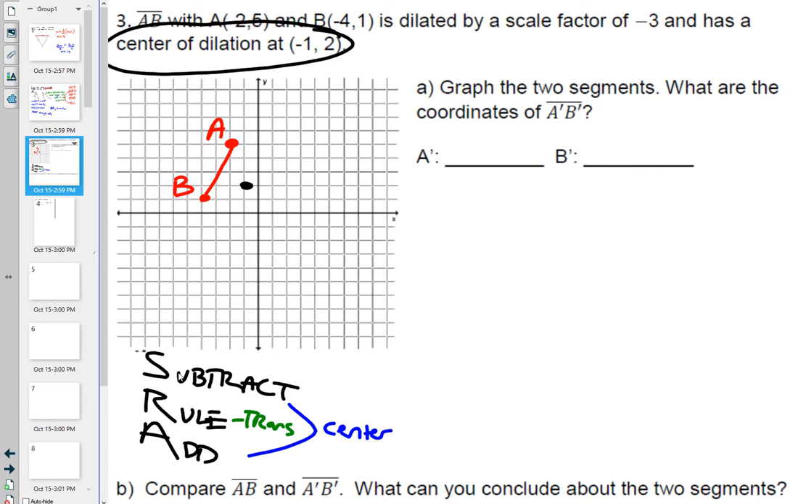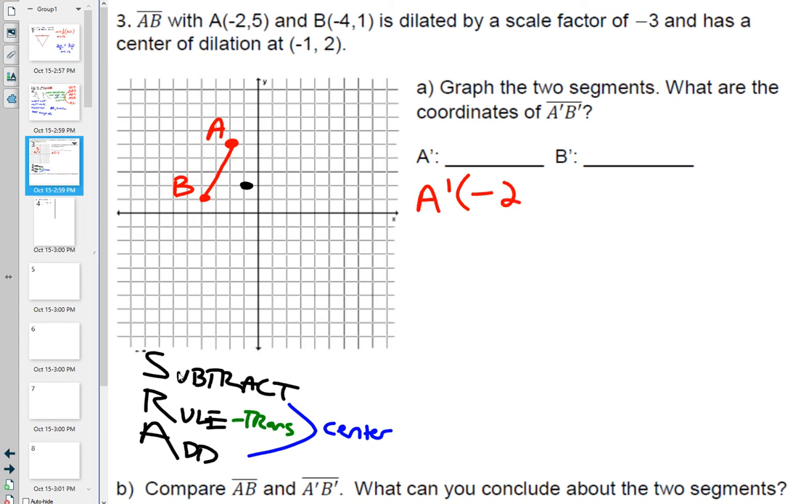So, alright, let's do A first. Let's find out where A prime is going to be. What is the X of the A that we're starting at? -2. Was that a negative? I can't see, I covered it up. Yes. Okay, good. So I'm going to write -2.